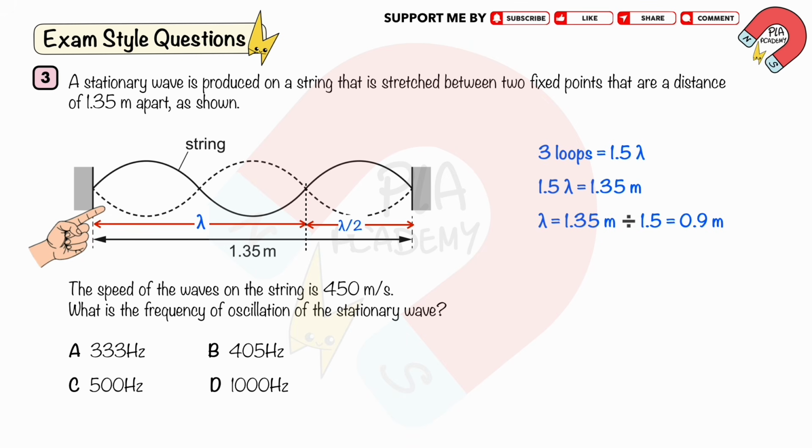The frequency of the stationary wave can be calculated by the equation f equals v over lambda. Substituting v equals 450 meters per second and lambda equals 0.9 meters, we get the frequency equals 500 Hz. So, C is correct.